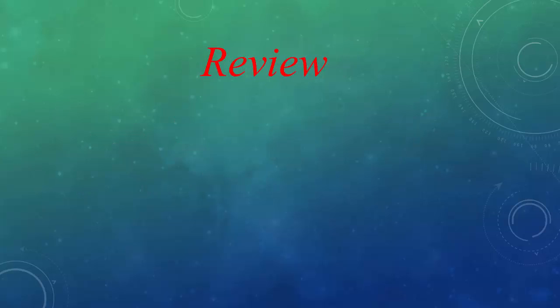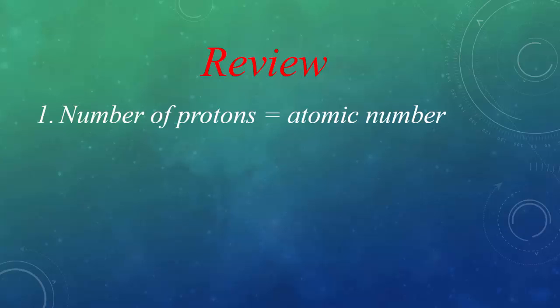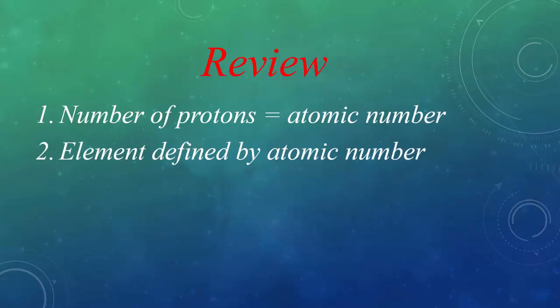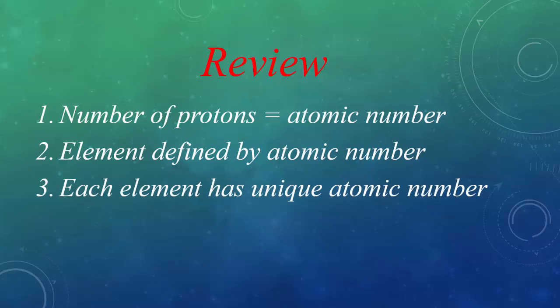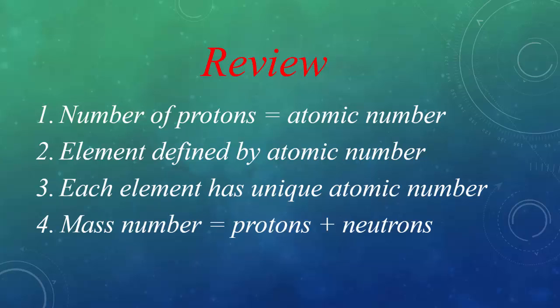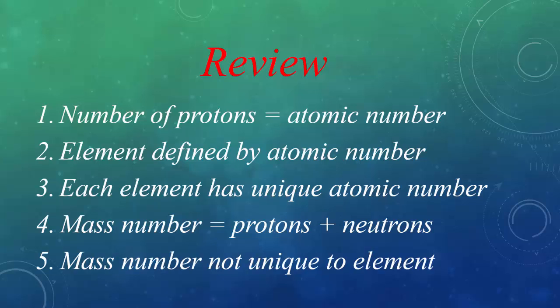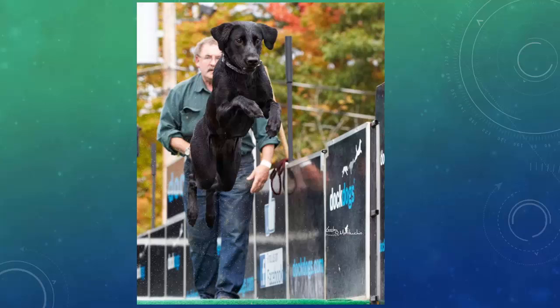So to wrap things up, we got some very simple statements. The number of protons is equal to the atomic number. An element is defined by its atomic number. Each element has a unique atomic number. Each element has a unique number of protons. The mass number is the number of protons plus the number of neutrons, but the mass number is not unique to an element, and this will be discussed further in the next video. So now we are down 2 videos. We're slowly making progress, and in the next video we're going to deal with a concept called isotopes.